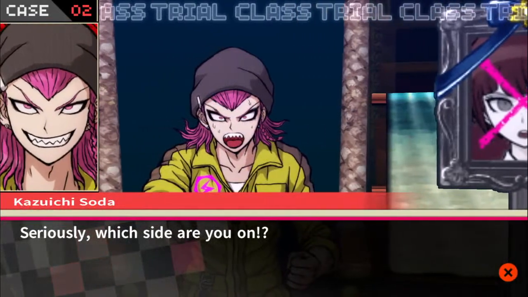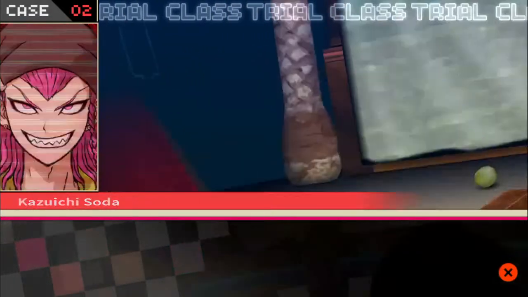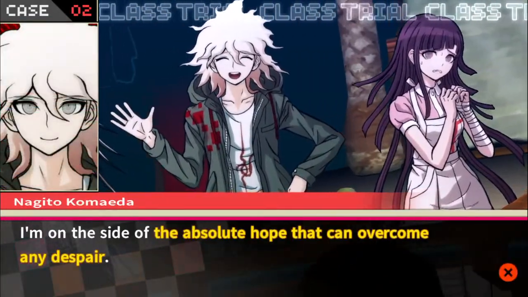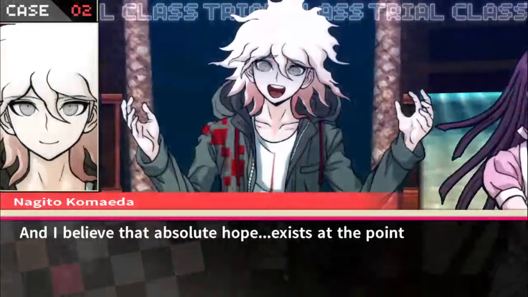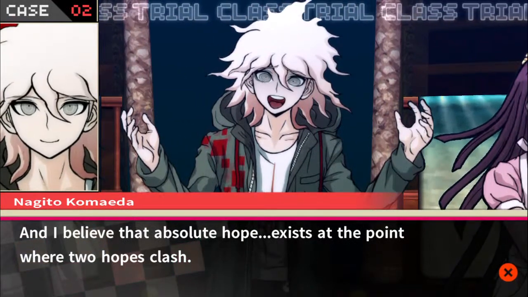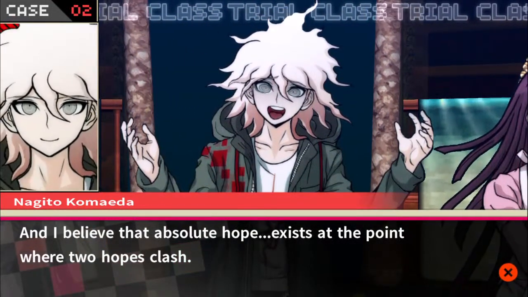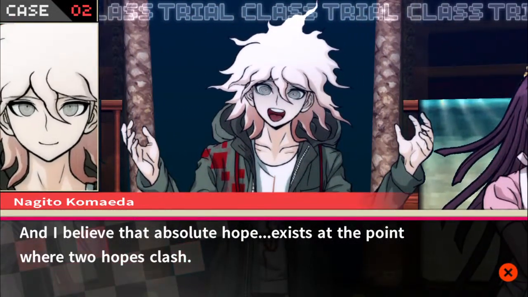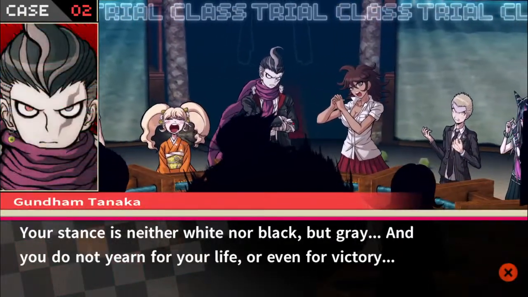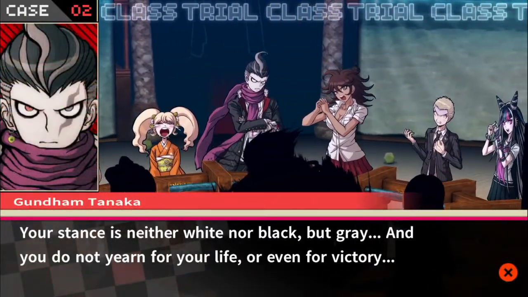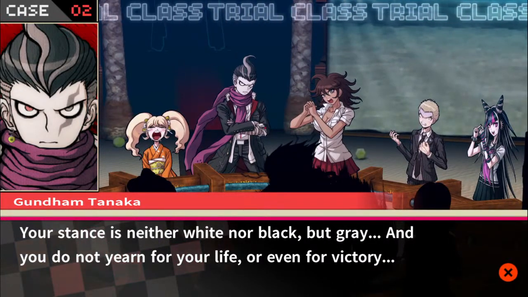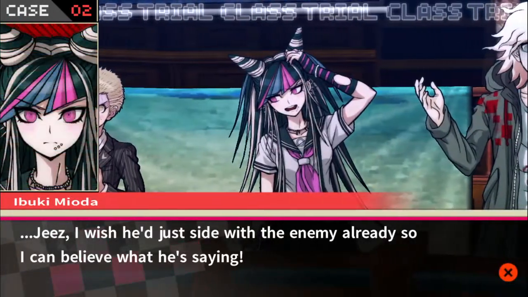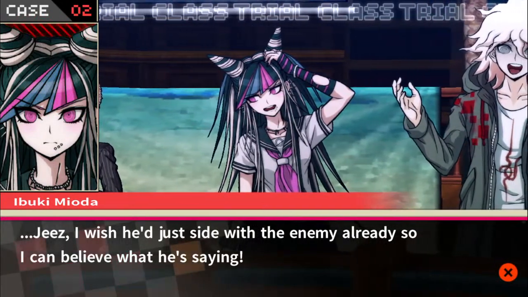Seriously, which side are you on? I'm on the side of the absolute hope that can overcome any despair. And I believe that absolute hope exists at the point where two hopes clash. Your stance is neither white nor black, but gray, and you do not yearn for your life, or even for victory. Jeez, I wish he'd just side with the enemy already so I can believe what he's saying!